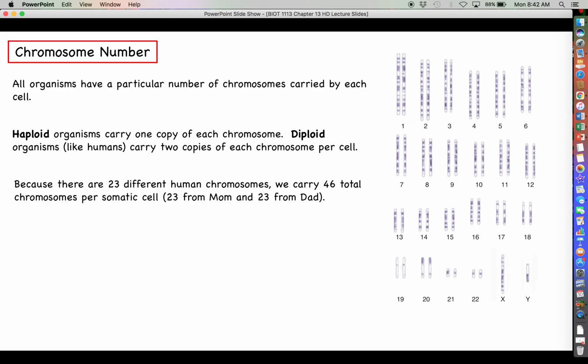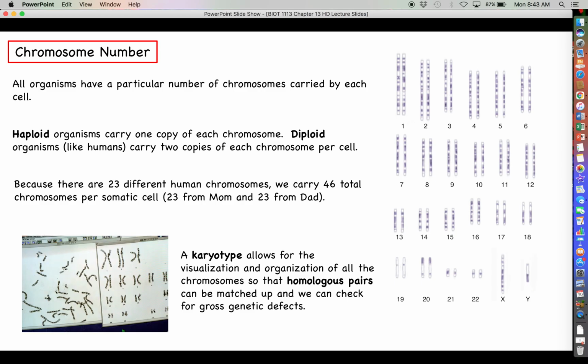So for us, for humans, because there are 23 different human chromosomes and we carry a total of 46 per cell, that must mean that we get 23 of our 46 chromosomes from mom and 23 of them from dad. If you end up taking a more involved biology class or some sort of developmental biology class, you'll learn about the process of meiosis and why it is that this ends up being the case.